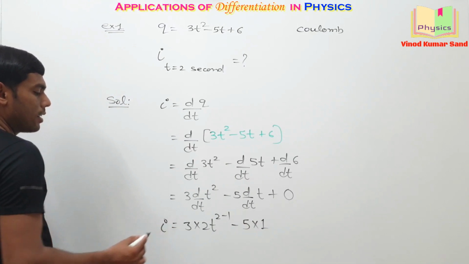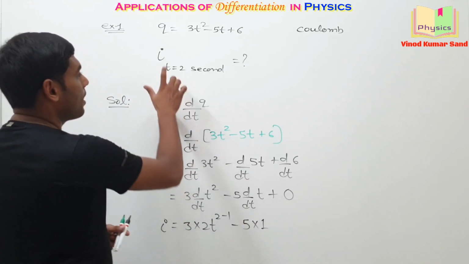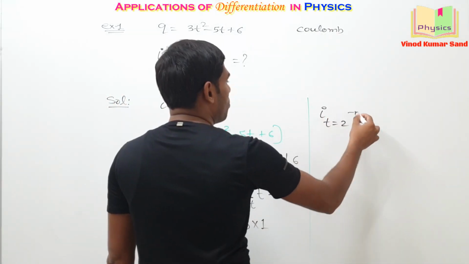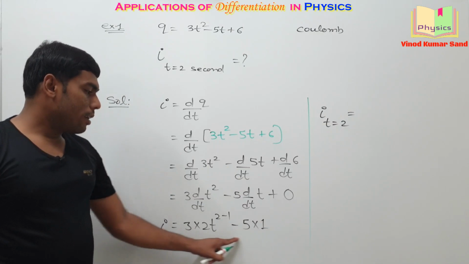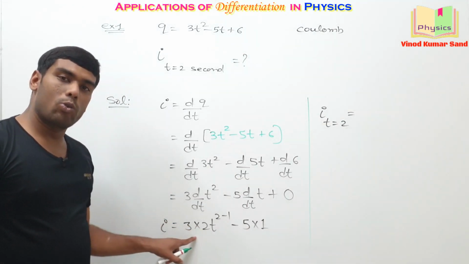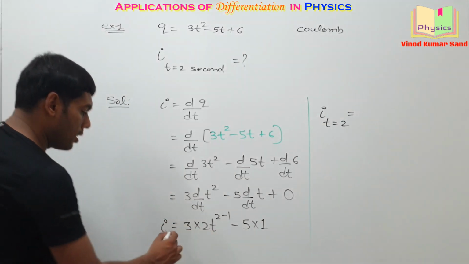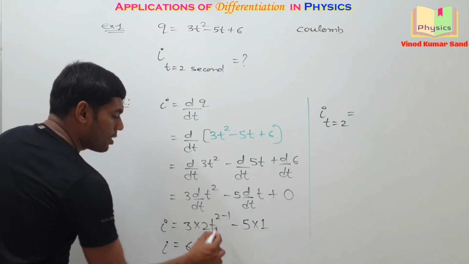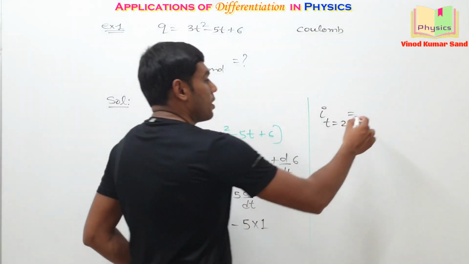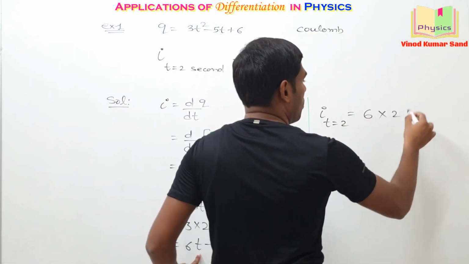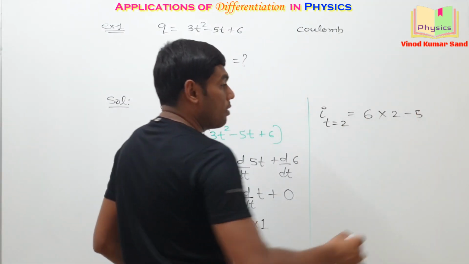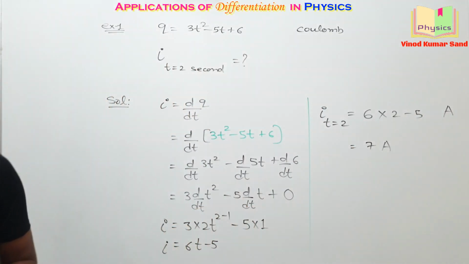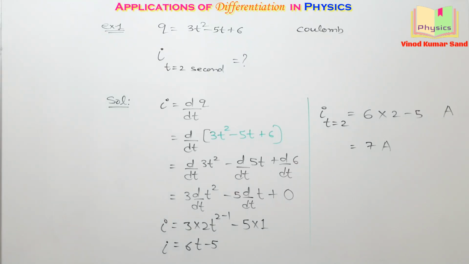This is the current. And the question is asking the current at t is equal to 2 seconds. Current at t is equal to 2 seconds can be obtained by putting the time equal to 2 in this equation. Let us simplify it a little bit. I comes out to be 6t minus 5. So the current at 2 seconds is 6 into 2 minus 5 ampere. It will become 7 ampere. You can note down and then we'll go further.